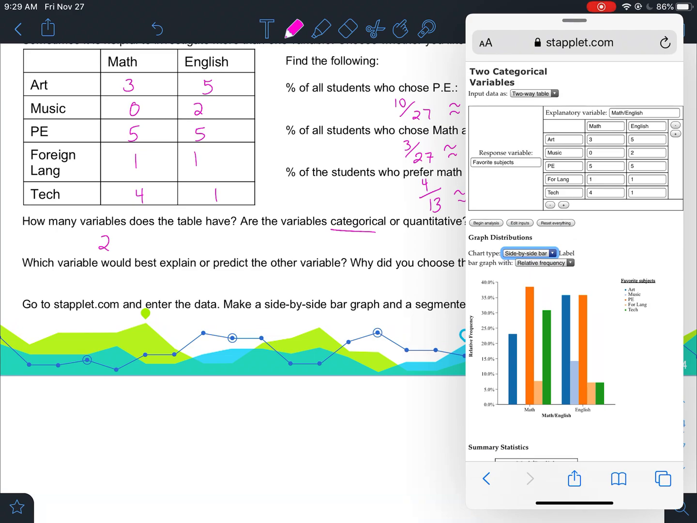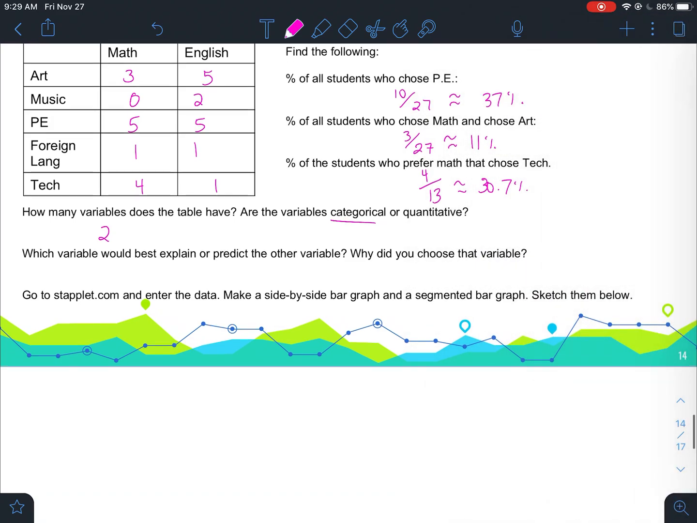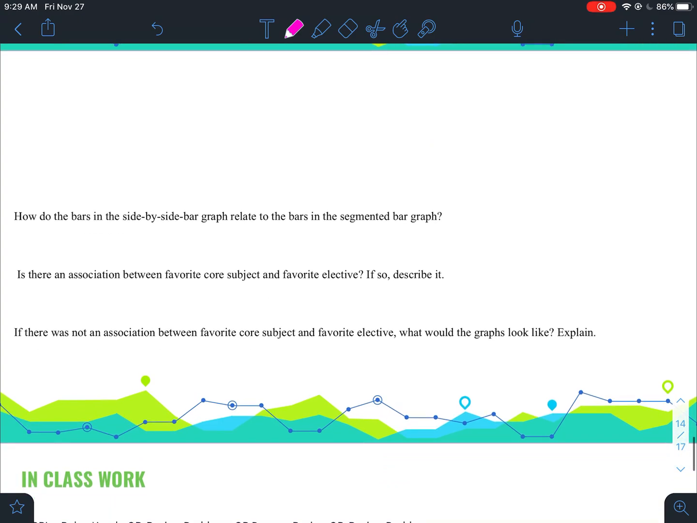So math versus English, notice tech looks higher for math. PE looks a little bit higher for math. Music looks the same. Nope, music was blue. Music looks higher for English. So there are different ways of organizing that data.